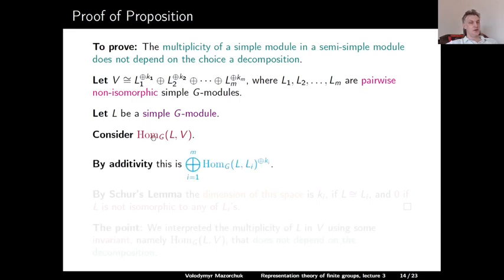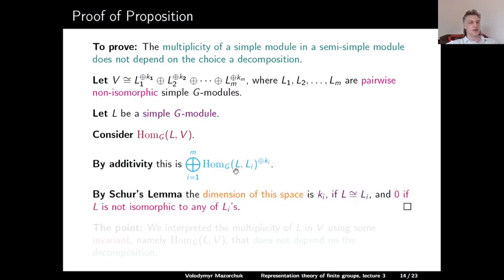By the additivity of the Hom which we just proved, this vector space is isomorphic to the vector space given by the direct sum over all summands i from 1 to m. Then we take the space of all G homomorphisms from L to L_i to the power direct sum K_i copies. However, by Schur's lemma, the space of G Homs from L to L_i is either zero-dimensional if they are not isomorphic, and it's one-dimensional if they are isomorphic. So the dimension of the space is exactly K_i.